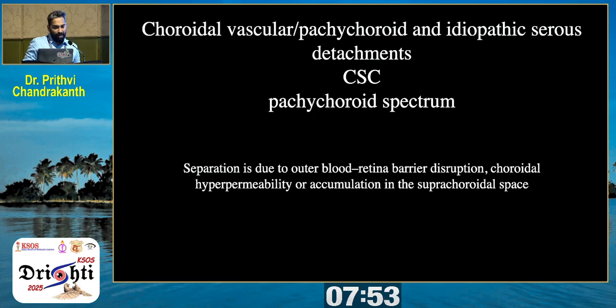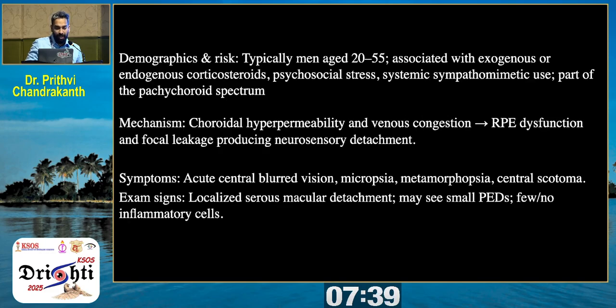So basically, the first thought is always CSR. It is a separation, like we said, from outer blood retinal barrier disruption, causing choroidal hyperpermeability and accumulation of fluid over here. So what is the demography? It typically happens in men aged 20 to 55, associated with exogenous or endogenous corticosteroids, psychosocial stress, and systemic sympathomimetic use, and it's part of the pachychoroid spectrum.